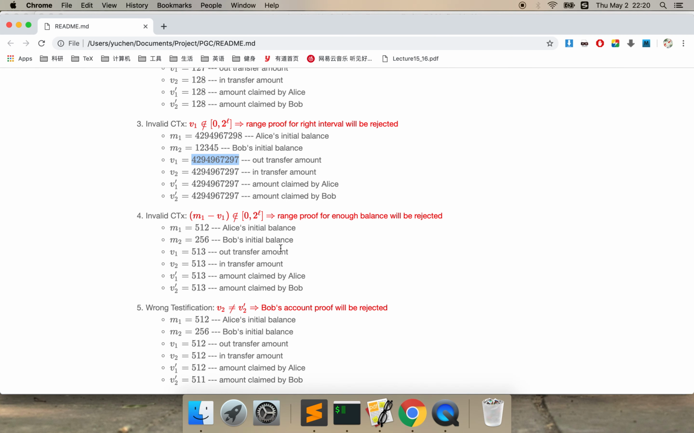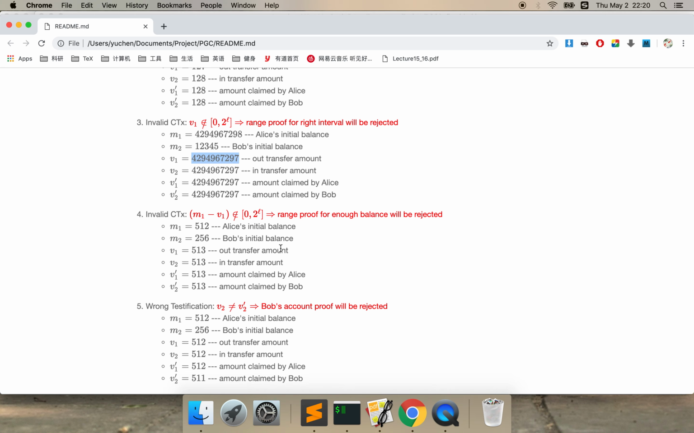Let's move to the fourth case, which is also an invalid confidential transaction because M1 minus V1 does not lie in the right interval. The consequence is that the range proof for enough balance will be rejected.